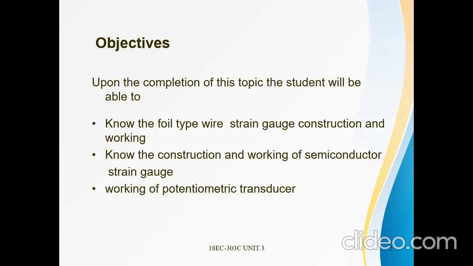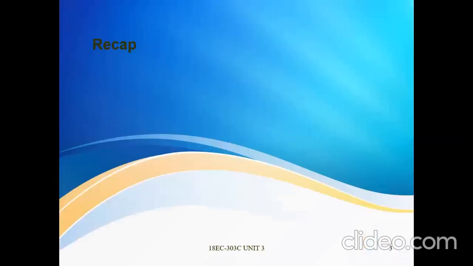Before entering the session, we will recall the previous sessions. In the last session, I explained about the transducer. What is a transducer? A transducer is a device that converts one form of signal to another form. Generally, the output is an electrical signal, and the input may be a mechanical signal or any other physical parameter. That means a transducer is a device that converts any physical parameters or mechanical vibrations into electrical signals, right?